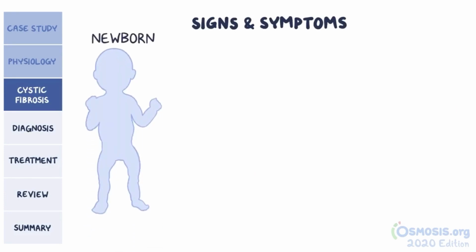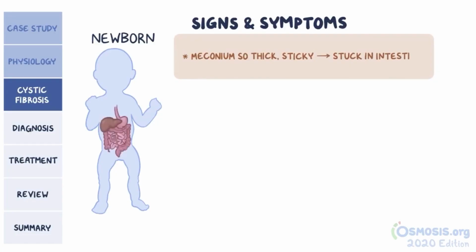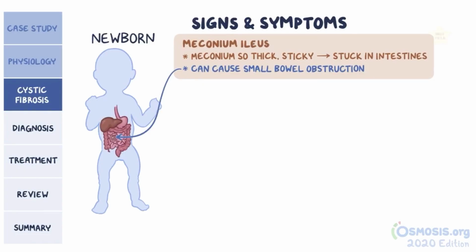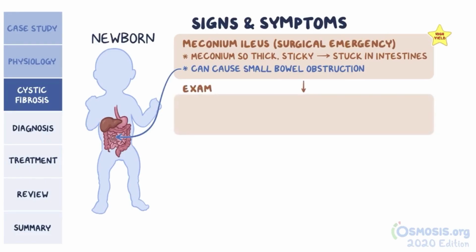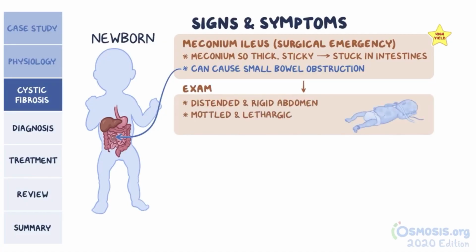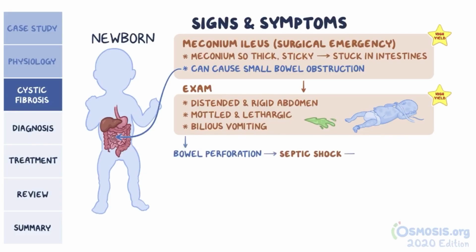In a newborn baby, the thick secretions can affect the baby's meconium, or first stool. The meconium can get so thick and sticky that it gets stuck in the baby's intestines, and can cause small bowel obstruction. This is called the meconium ileus, and it's considered a surgical emergency, because the obstruction can lead to bowel perforation and peritonitis. On examination, babies initially present a distended and rigid abdomen, and they might look mottled and lethargic. Another sign of obstruction is bilious vomiting, which is when the vomit has a green color due to the high bile content.